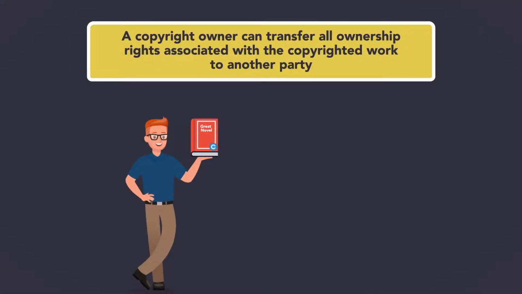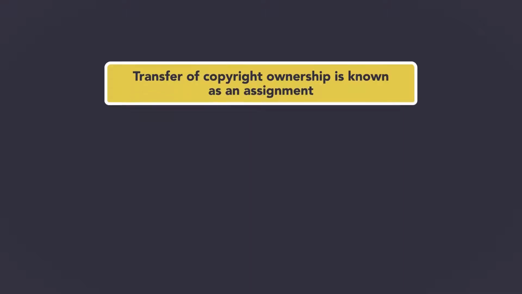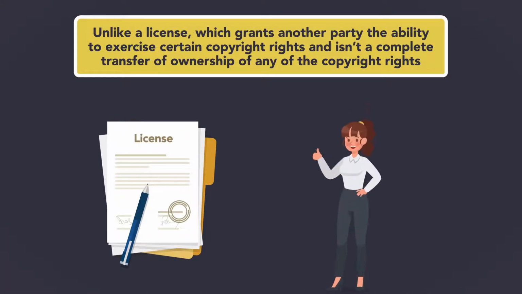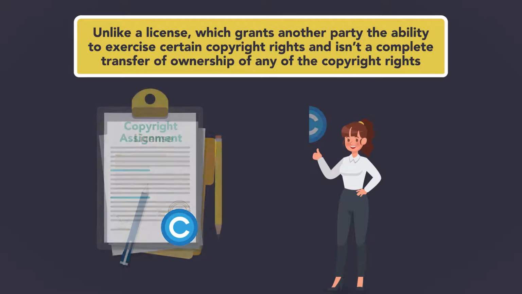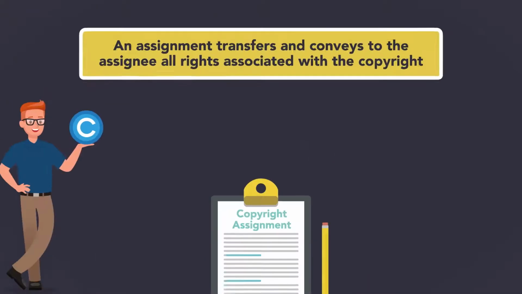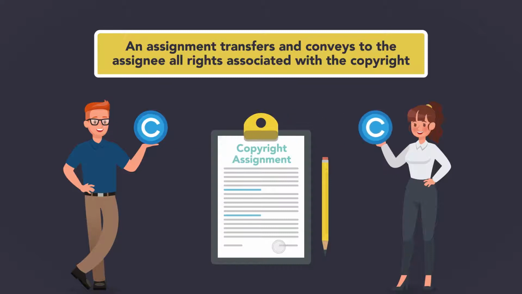A copyright owner can transfer all ownership rights associated with the copyrighted work to another party. Transfer of copyright ownership is known as an assignment. Unlike a license, which grants another party the ability to exercise certain copyright rights and isn't a complete transfer of ownership of any of the copyright rights, an assignment of a copyright is a full transfer of ownership of the copyright. An assignment transfers and conveys to the assignee all rights associated with the copyright.